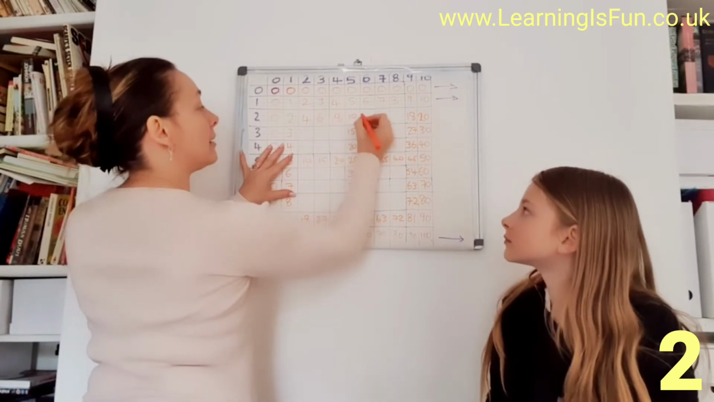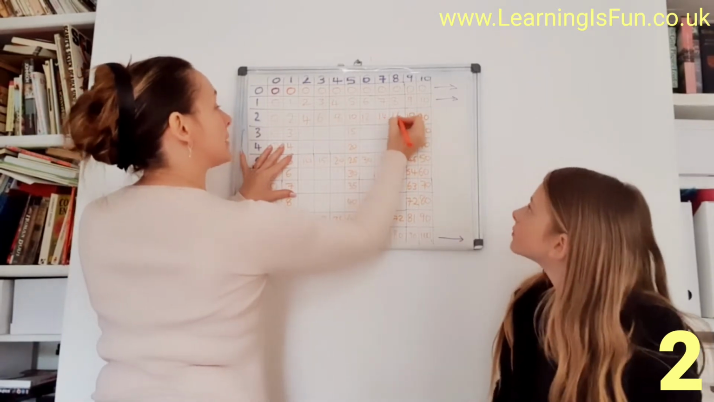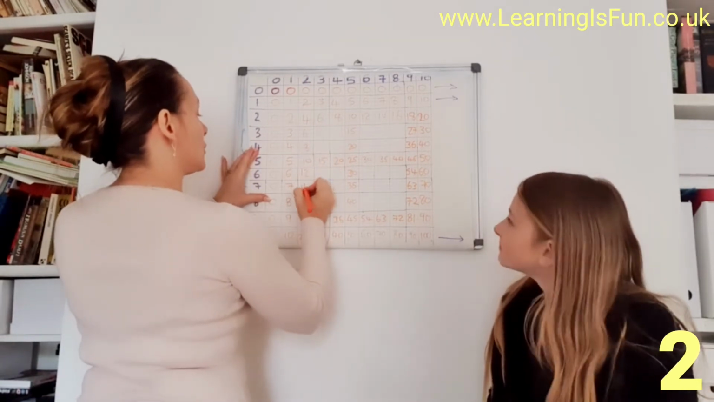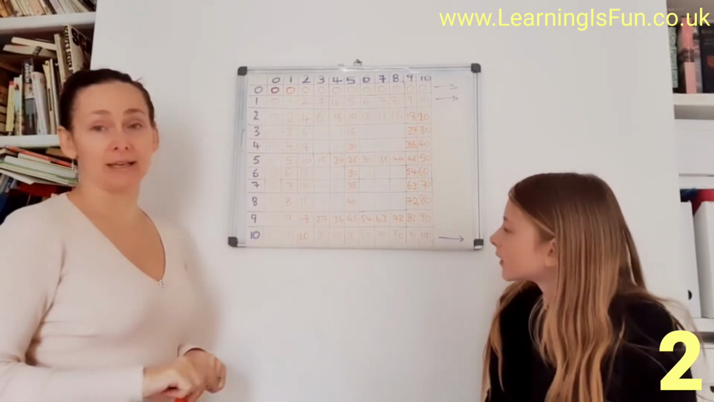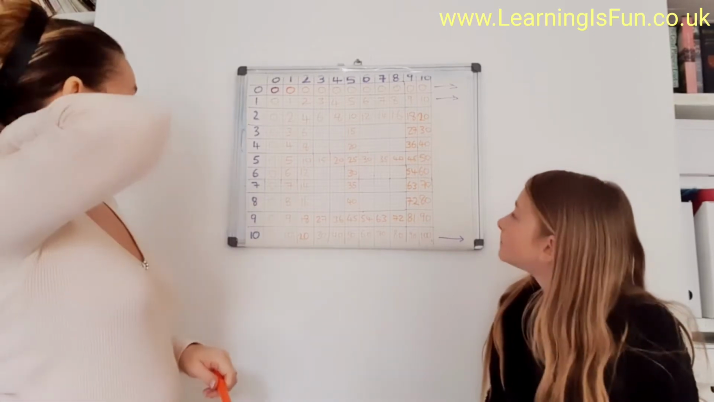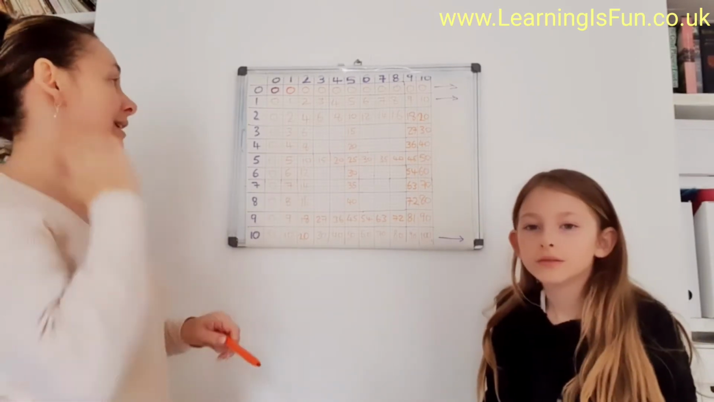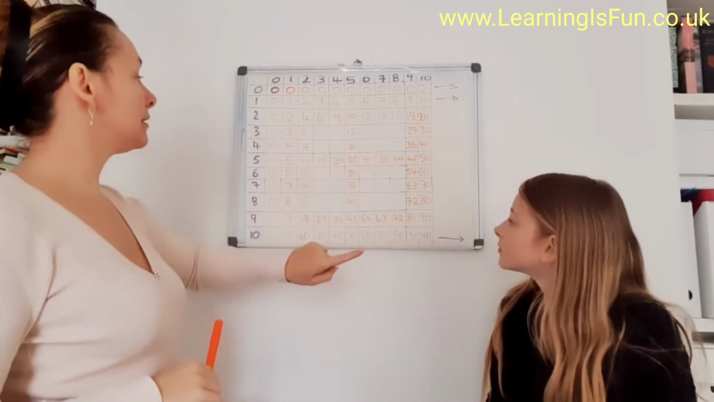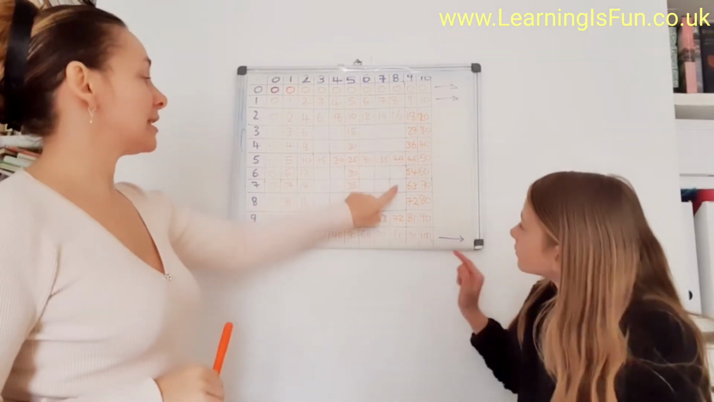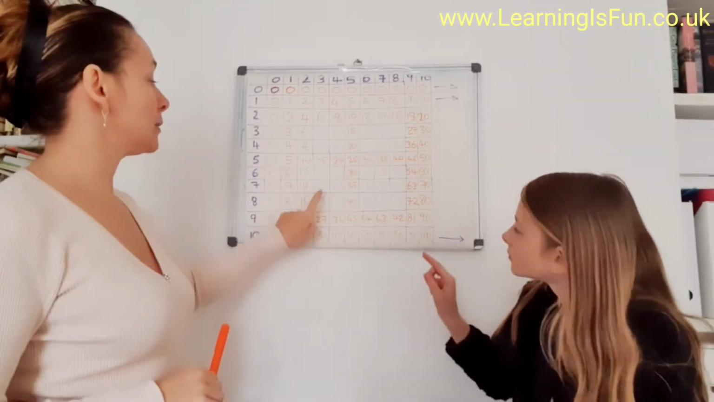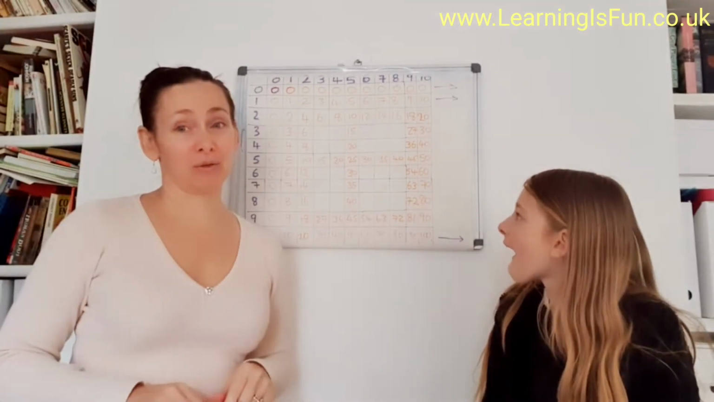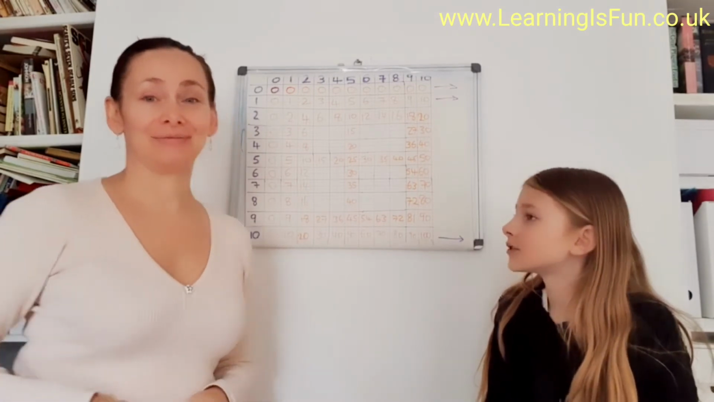So 2, 4, 6, 8, 10, 12, 14, 16, 18, 20. So that actually only leaves us with 4, 5, 6, 7, 8, 9, 10, 11, 12, 13, 14, 15, 16, 17, 18, 19, 20, 21, 22, 23, 24, 25. 25. But actually, it's only half of that, so we're left with 12 left. Let's continue.